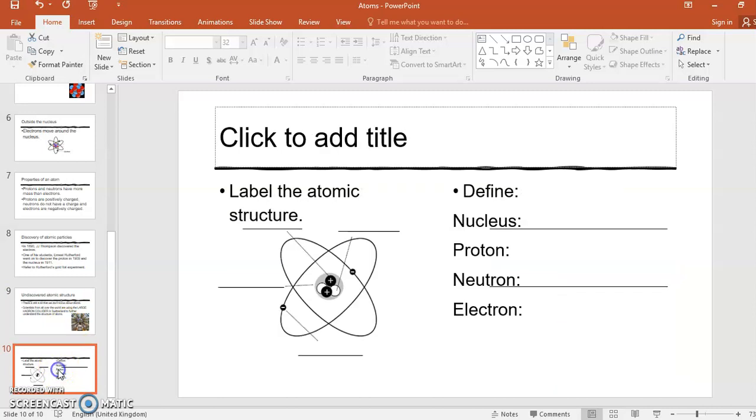Now see, I have one homework worksheet for you. I have attached it with this PowerPoint. Label the atomic structure. In this you are going to label protons, neutrons, electrons, the shells, the nucleus, all you have learned yet now. And now you have to define these four terms: nucleus, protons, neutrons and electrons. But you are not going to take the help of the text in the book or whatever I have given in the PowerPoint. You are going to do it yourself.